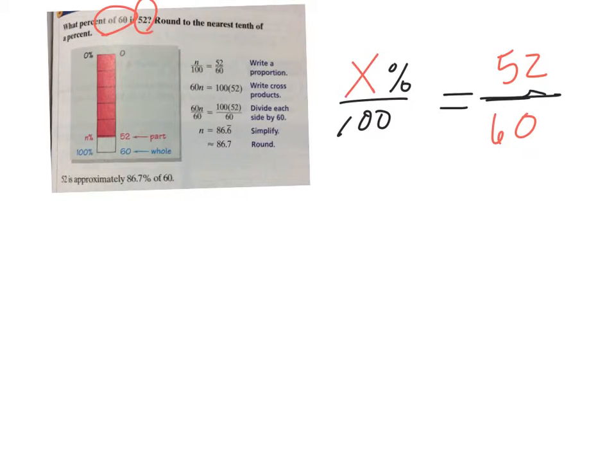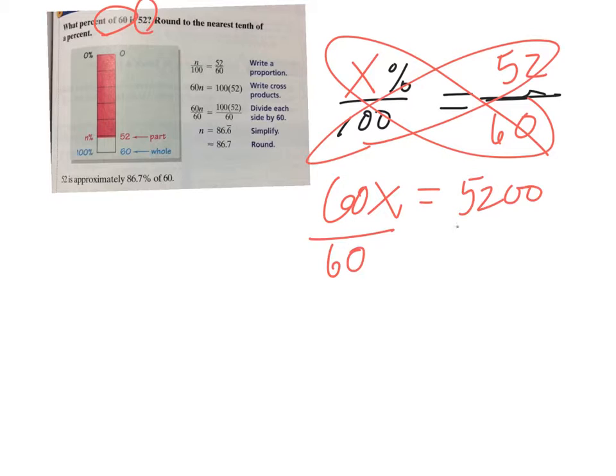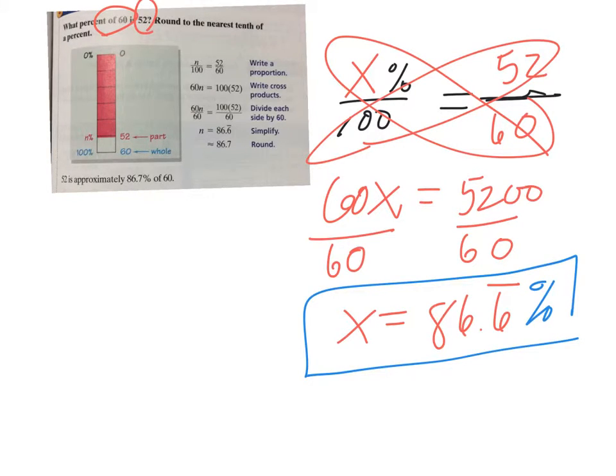And so on here, again, cross products, we get 60x equals, and the cross product over here, 100 times 52, which is 5,200. Divide off that 60. And x in this case, then we're going to get a repeating decimal here. We're going to get 86.6 repeating. And again, we were looking for a percent, so please remember to label it as percent. I do require that, you know that.